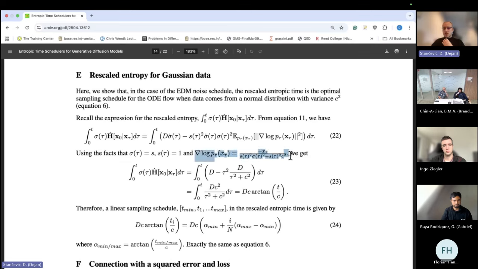So there is this formula here. When you do that, you know how to express all the terms, because this is the EDM stochastic differential equation. Oh, this is a mistake. This should be tau. Good. The preprint will be updated with the NeurIPS version.